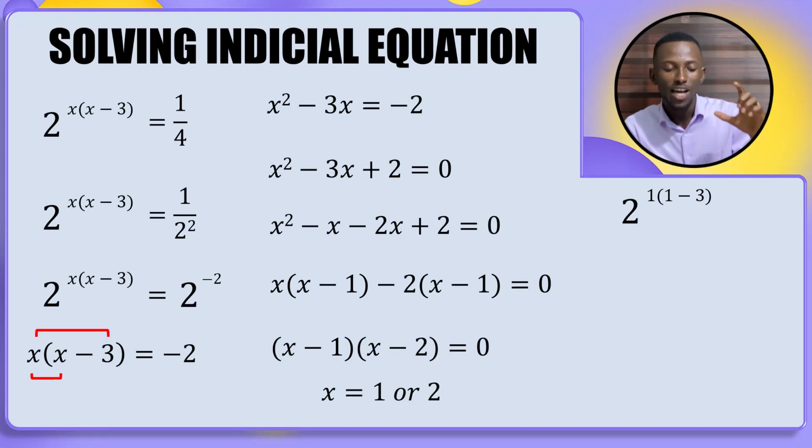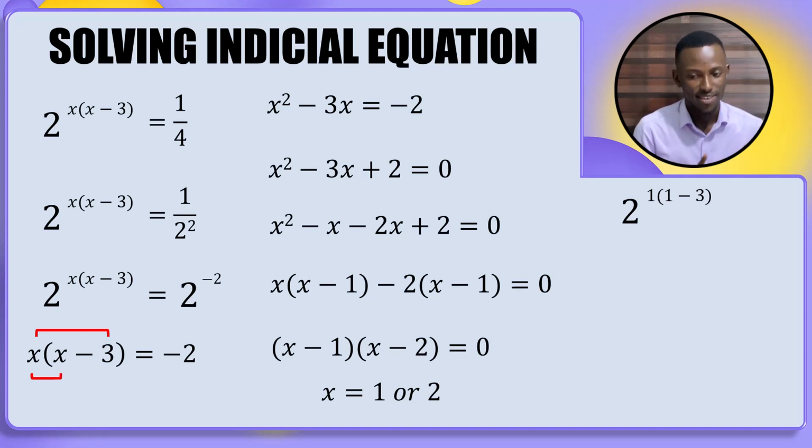If you look at the original question, you have 2 to the power x(x minus 3). And now we are saying x is 1 or 2. So we'll first consider 1. Wherever we say x, we put 1 there. So it becomes 2 exponent 1(1 minus 3). Now let's check what is in the bracket, 1 minus 3. 1 minus 3 is negative 2. And negative 2 times 1 outside the bracket will give you negative 2.